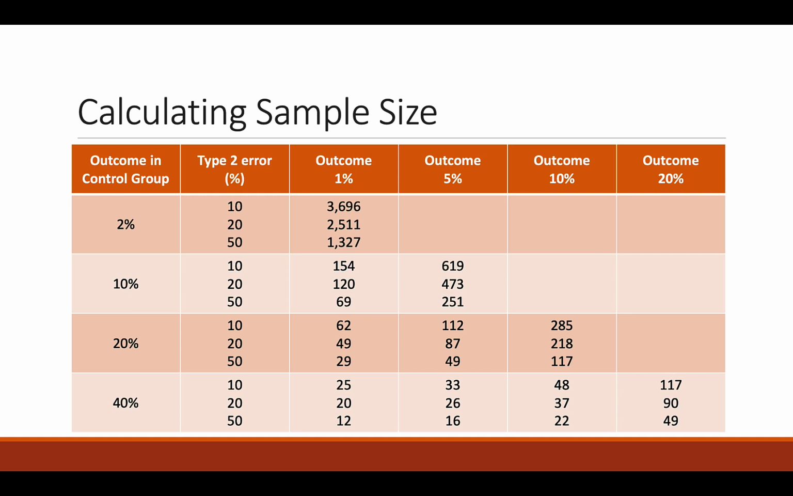If you go all the way down into the second row, say the outcome was 10% in the control group and the outcome in the treatment group is 1%, that's a 9% difference between groups. And because it's such a wide margin, this means that you need very few patients even to achieve 90% power. Take a little while to look at this table and kind of appreciate the relationships between effect size, type 2 error, and sample size, and how each can affect the other.